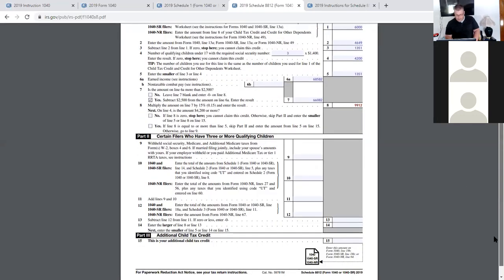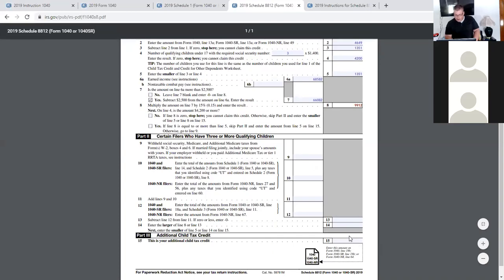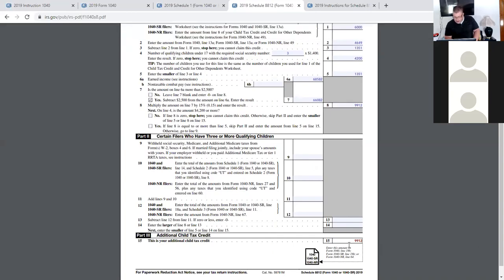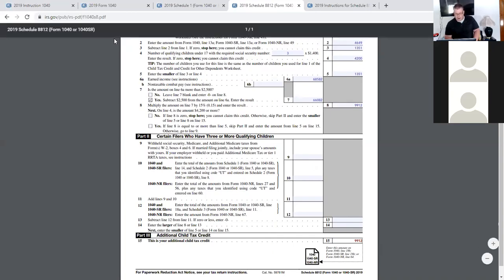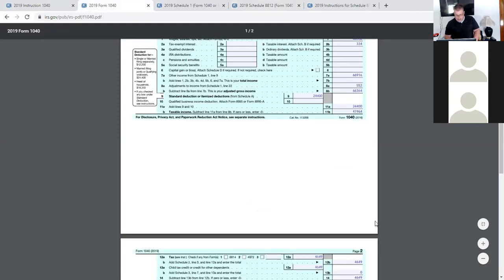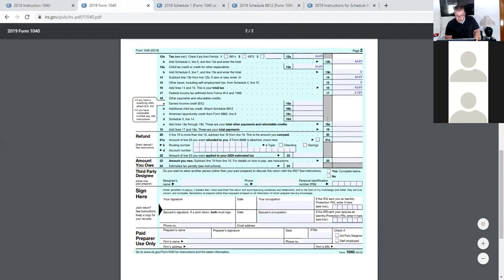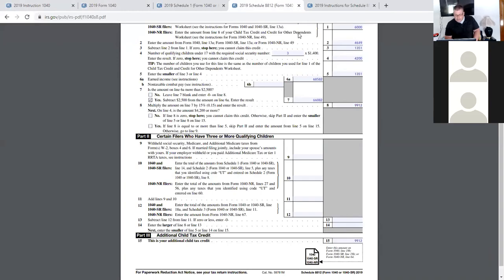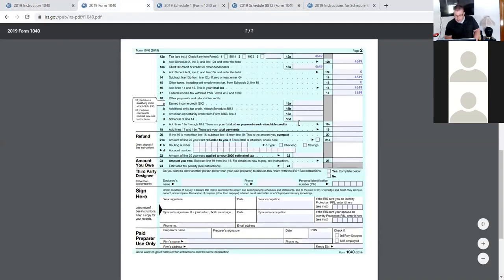So we're going to go down to line 15, which is the end of this. Our additional child tax credit is $9,912. And then we're going to enter this amount on Form 1040, line 18b. So go down here, line 18b. And would you believe I've forgotten what the heck it is already? So I have to go back to the schedule and look. 9,912. So 18b, 9,912.